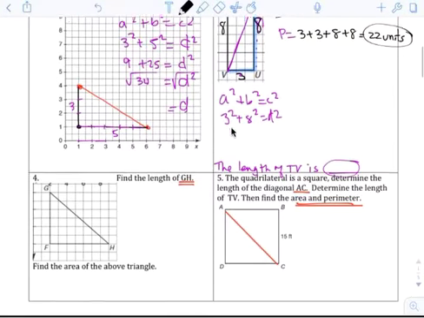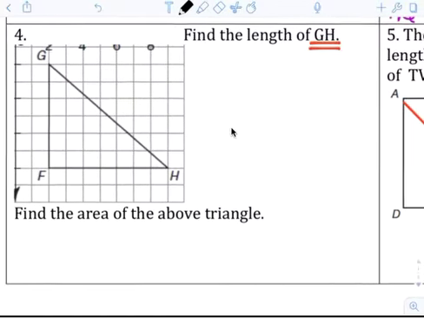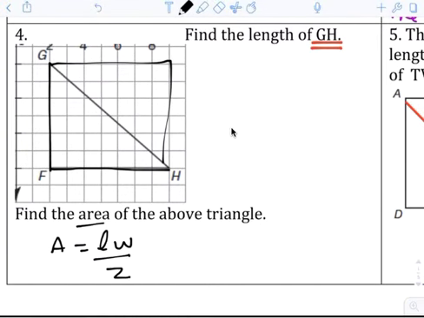That's how you do that. And the length of that, find the area. Area of this is area equals length times width. And because it's a triangle and it's half of a square or rectangle, you divide it by 2.